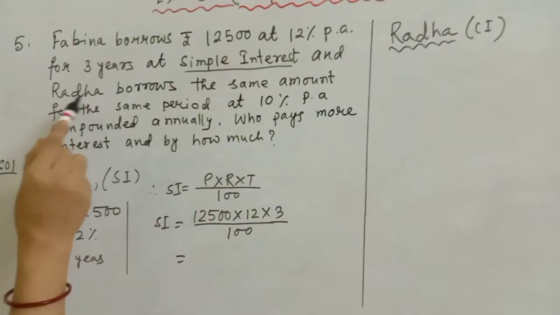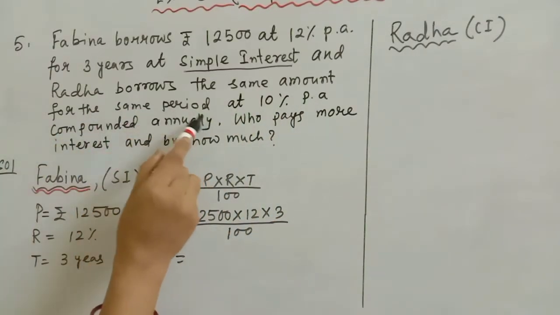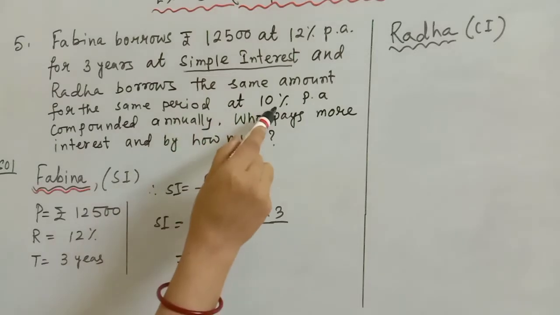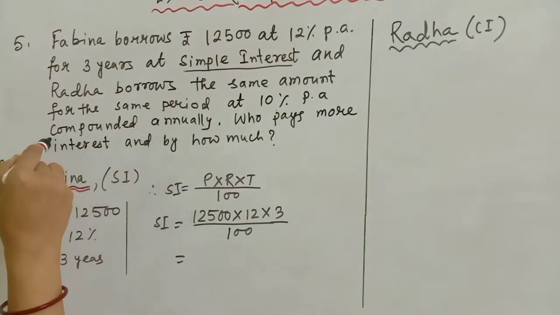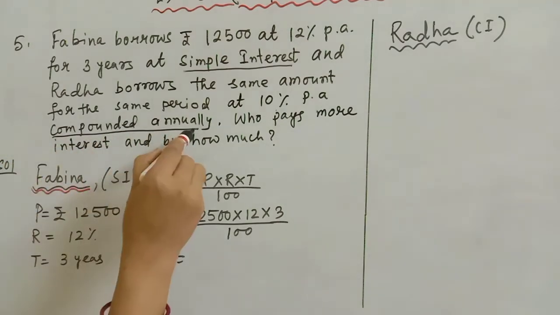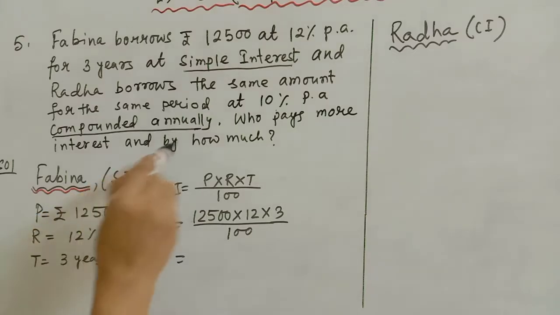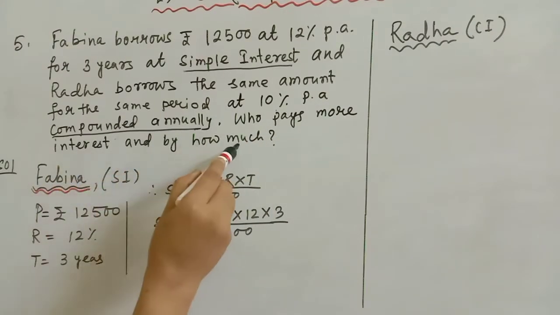And Radha borrows the same amount for the same period at 10% per annum compounded annually. Pay attention here: compounded annually. Who pays more interest and by how much?